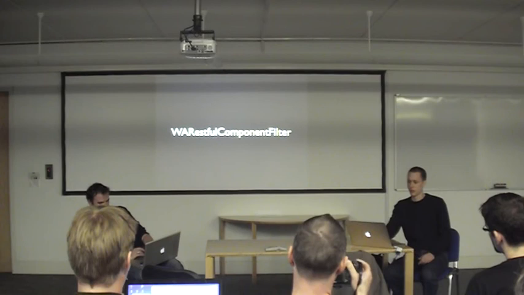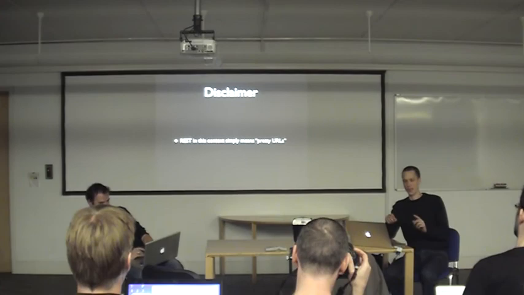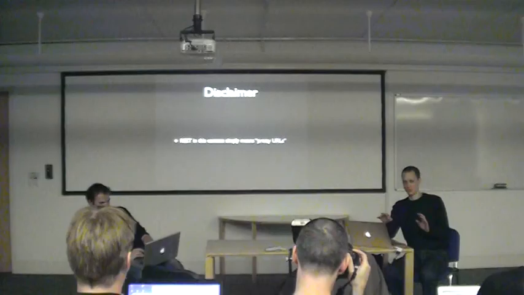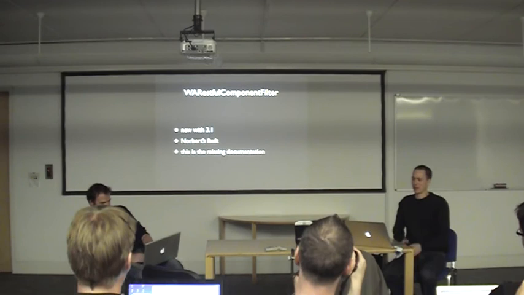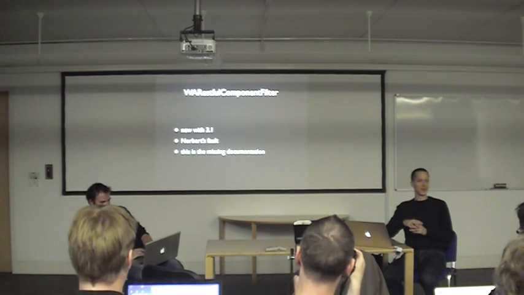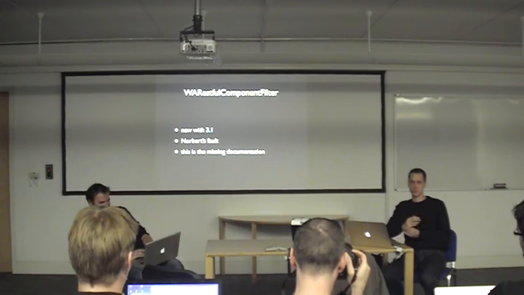So, the RESTful component filter. Important disclaimer: if I talk about REST in this presentation, I mean pretty URLs. Usually REST means something else, but in this presentation it's pretty URLs. The RESTful component filter is new in 3.1. It's a code of Node. It doesn't really have a lot of documentation. On the other hand, it also doesn't have a lot of code. It's three methods and 10 lines.